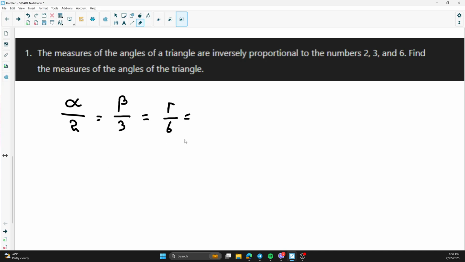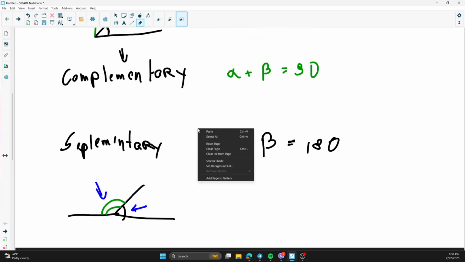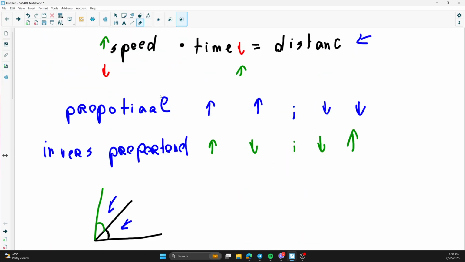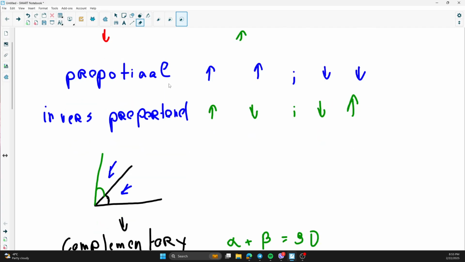Okay, so remember, we say that inverse proportional means that it doesn't matter what we do with these two measurements, the speed or time, the distance will remain the same. If speed increases, time decreases. If speed decreases, time increases. But the distance remains the same.